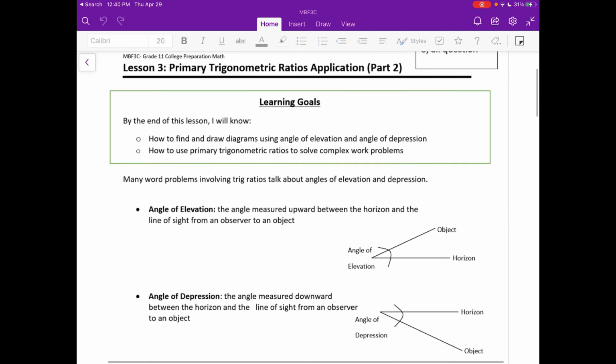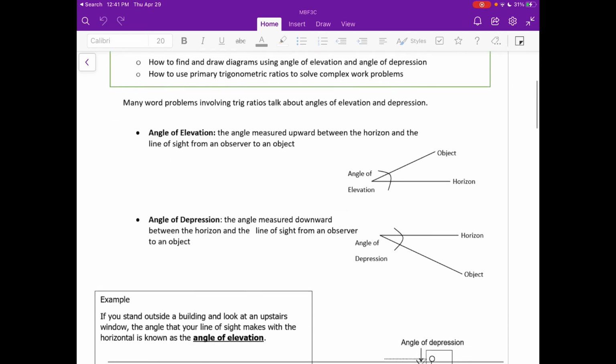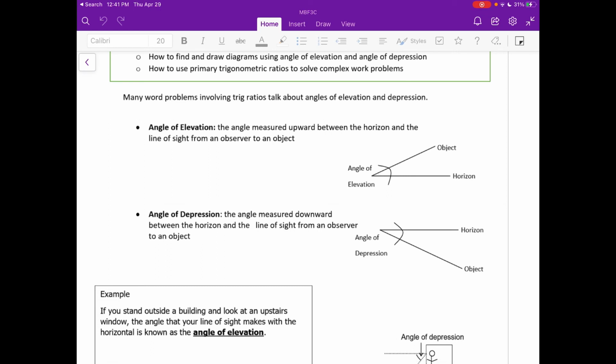By the end of this lesson, the things that you should know how to do is how to find and draw diagrams using the angle of elevation and the angle of depression, which we talked about in last lesson, and how to use primary trigonometric ratios to solve complex word problems. So many word problems involve trig ratios that talk about either angles of elevation or depression. So we talked about this in our last lesson.